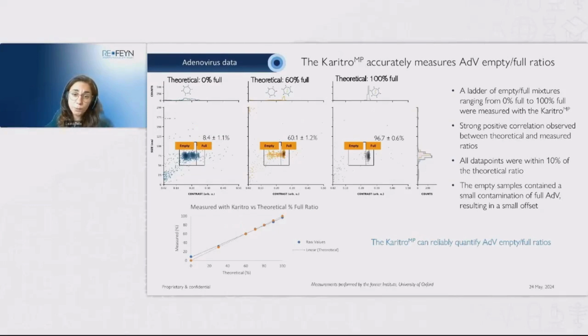All data points were also measured within 10% of the theoretical ratio, which is reassuring. But you can see a small offset here at the low value, which is related to the fact that the empty capsid contains some full capsid, which is reflected in the first graph. That's why we have this small offset. So the conclusion of this experiment is that with the Karitro, you can reliably quantify an adenovirus empty to full ratio in minutes, and again on small sample amounts.